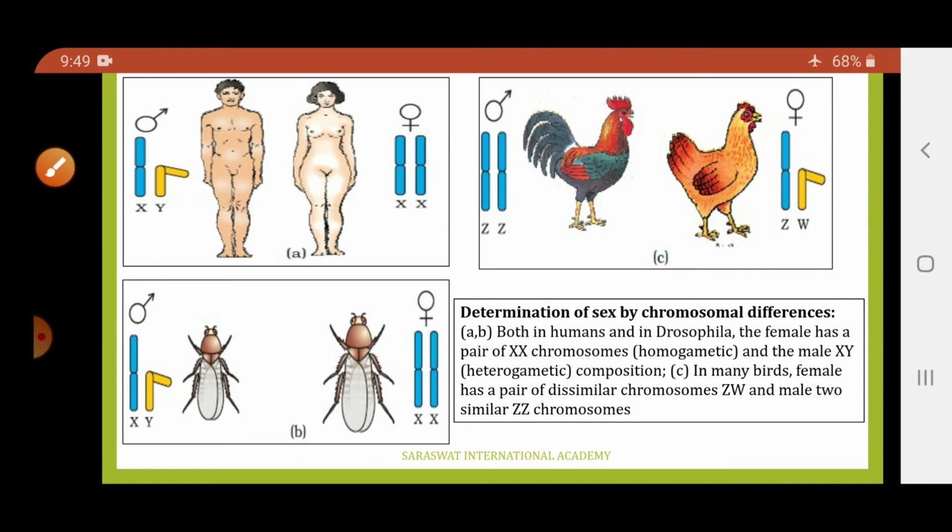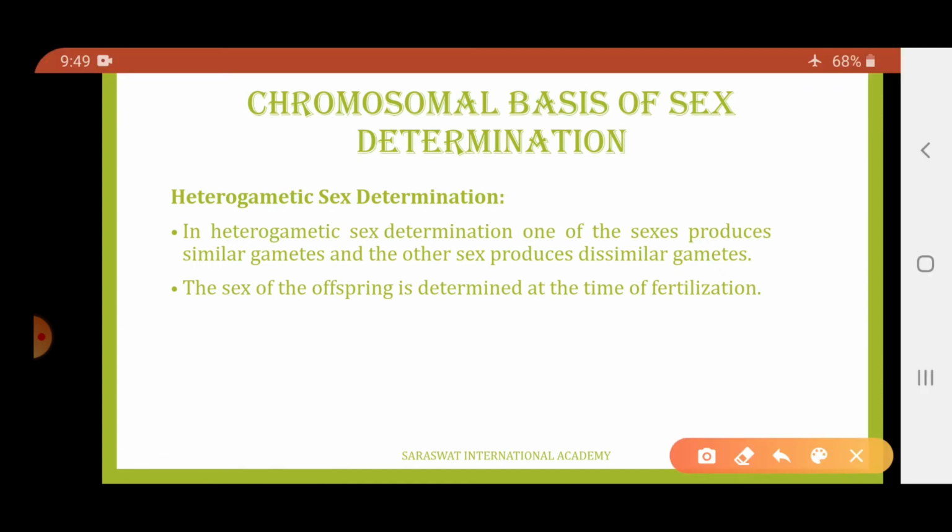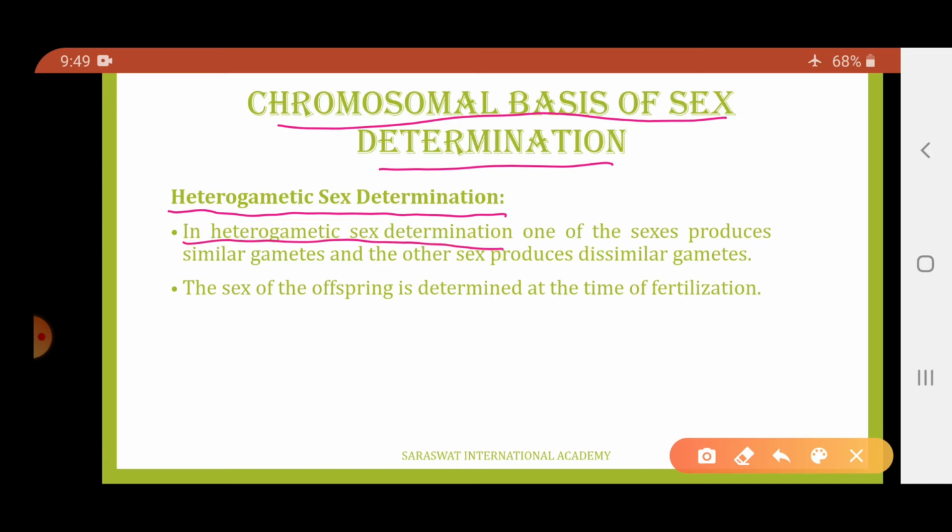Now students, we will move further. The chromosomal basis of sex determination: how the chromosomes decide the sex of an individual. So, the heterogametic sex determination technique. Now what is the heterogametic sex determination technique? In this particular method, one of the sexes produces similar gametes and the other sex produces dissimilar gametes. That is called heterogametic sex determination.